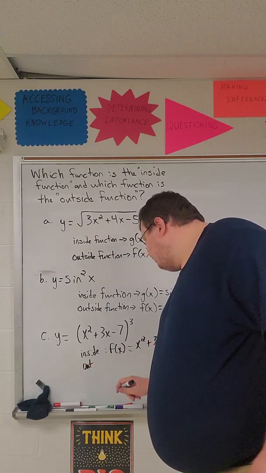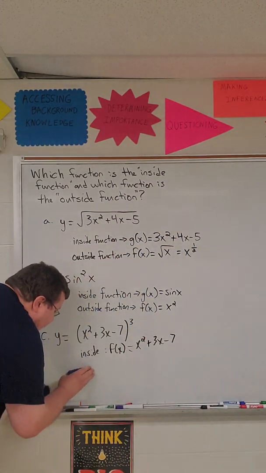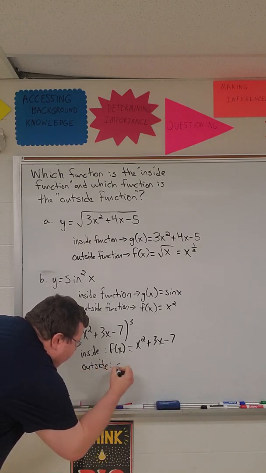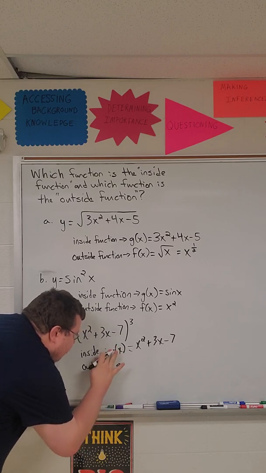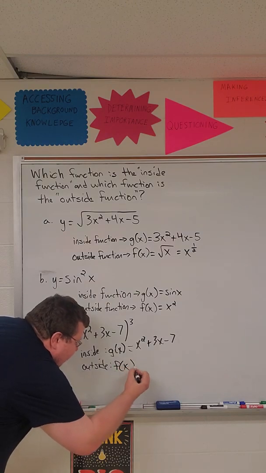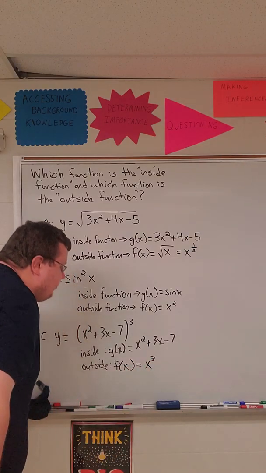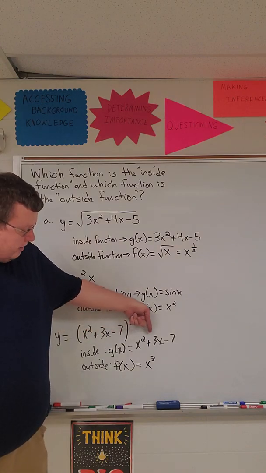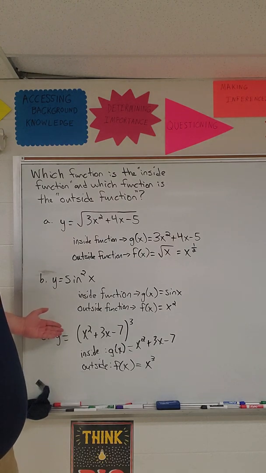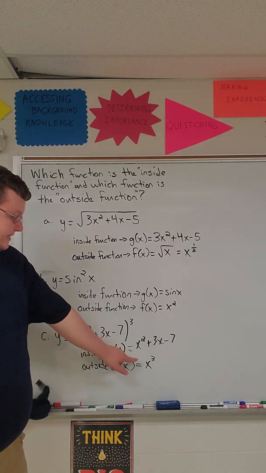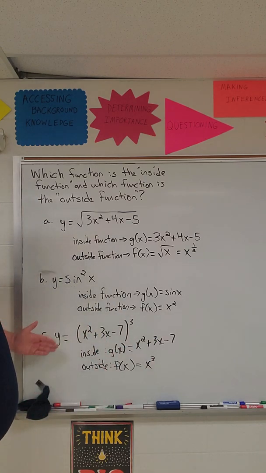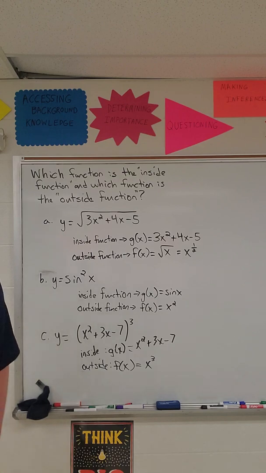The outside function... whoops, got my f's and g's mixed up. My outside function, which is f, would be that cubic function, x cubed. If I take x squared plus 3x minus 7 and plug it into the x cubed function, I get this function right here. If you replace x in the cubic function with x squared plus 3x minus 7, you get this function y. Okay?